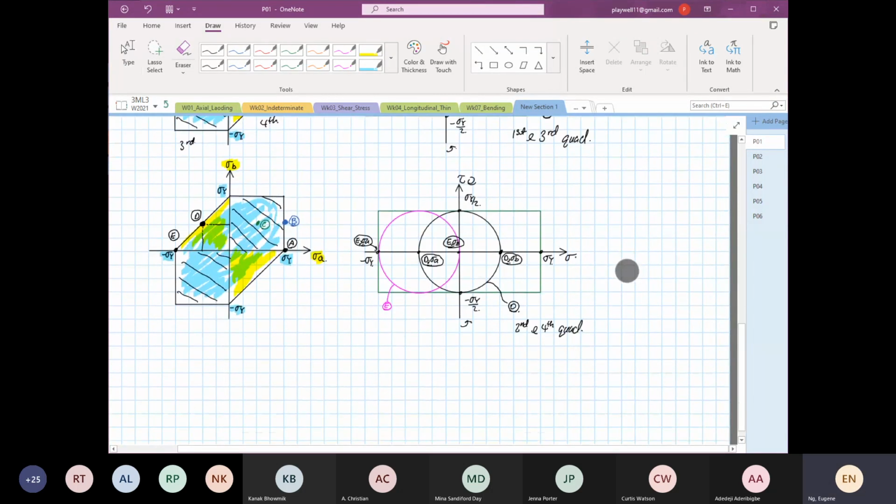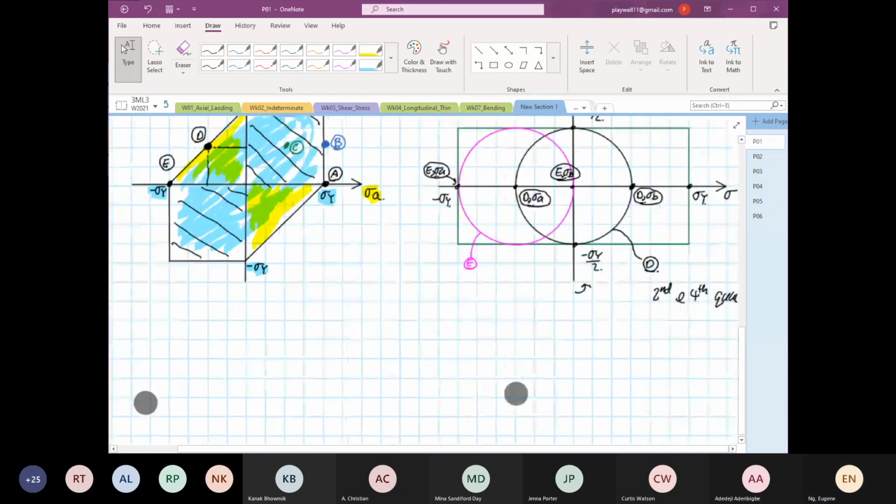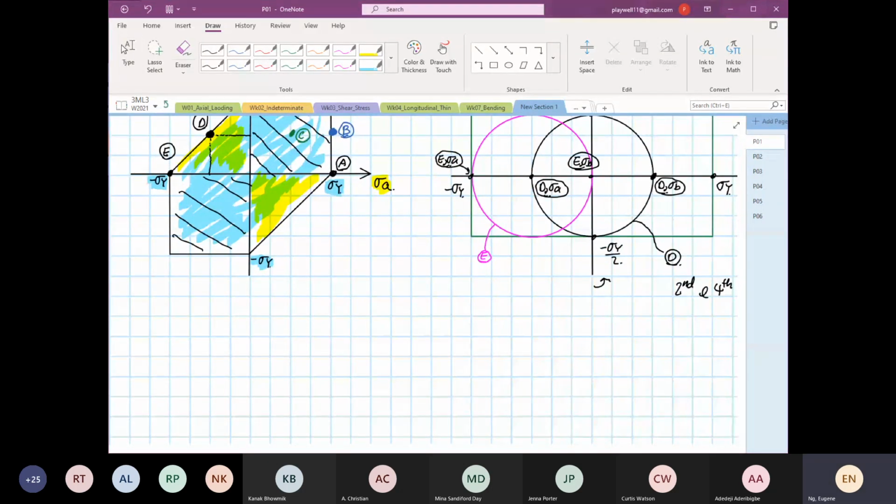Now, based on this concept, bear with me. When we apply it, it's really, really easy. So based on what we have, when we find principal stress, or why we find the principal stress, we have to find the principal stress.